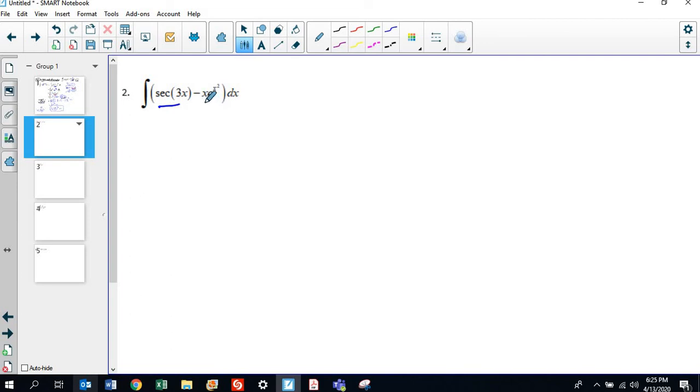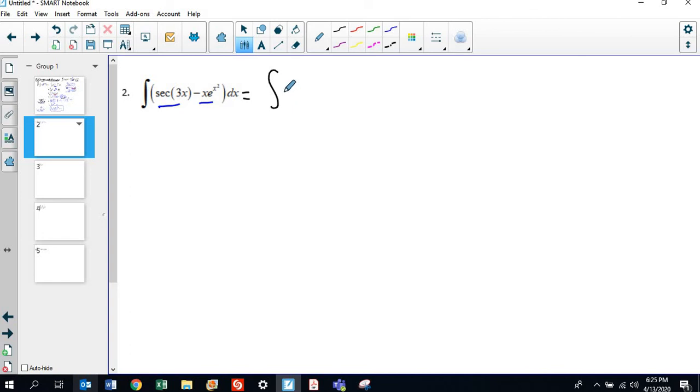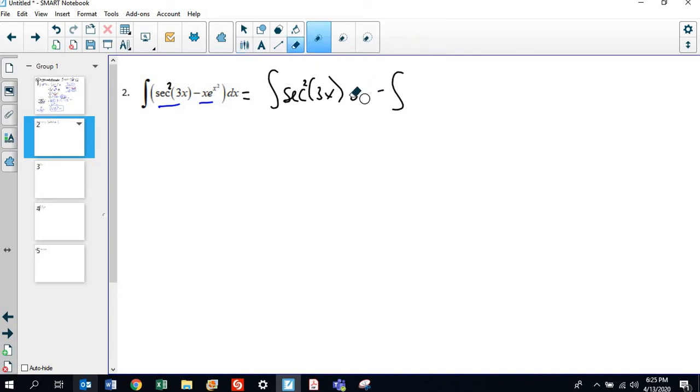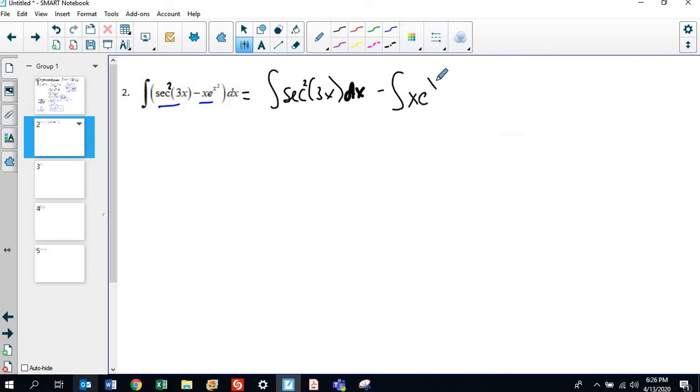Problem 2. Here we've got an issue because we've got 2 different rules that we need to use. So I'm going to use the fact that I can break up my function here, and this is not right. This should be a secant squared. It's supposed to be a secant squared, dx, minus, we can do secant, but we're not ready for it, so I'm not going to make you do it. And then I've got an x e to the x squared dx.